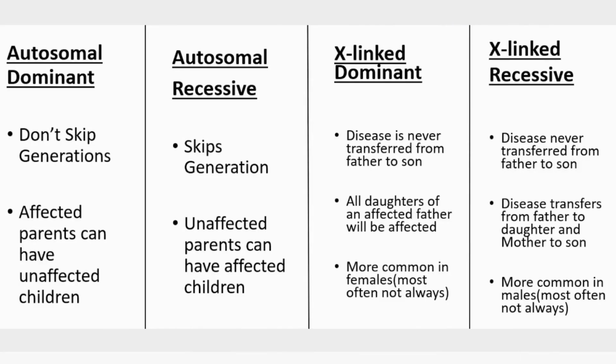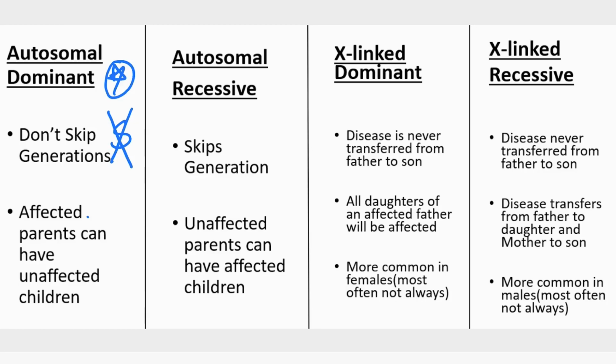So these are the 4 types or modes of inheritance: autosomal dominant and recessive, sex-linked, dominant and recessive. So these are the clues. So I've made 4 columns. Now let's go into each of it. So autosomal dominant is the first one we will talk about. If you look at the first clue, it says it does not skip generations. Okay, that means in every single generation, one person is affected.